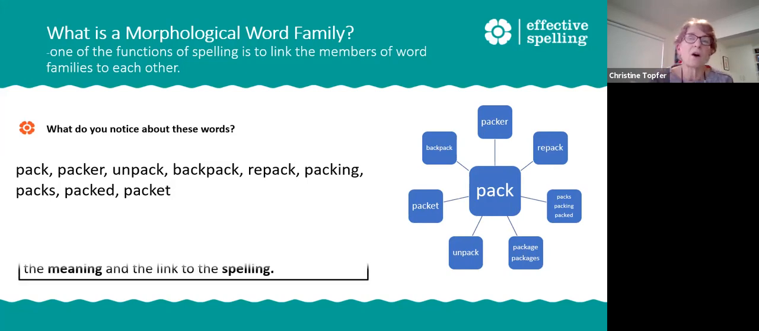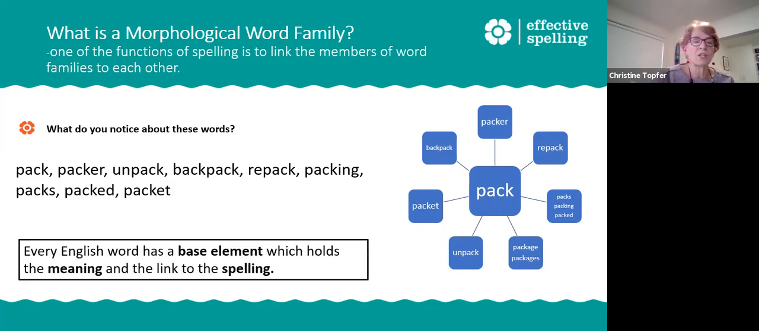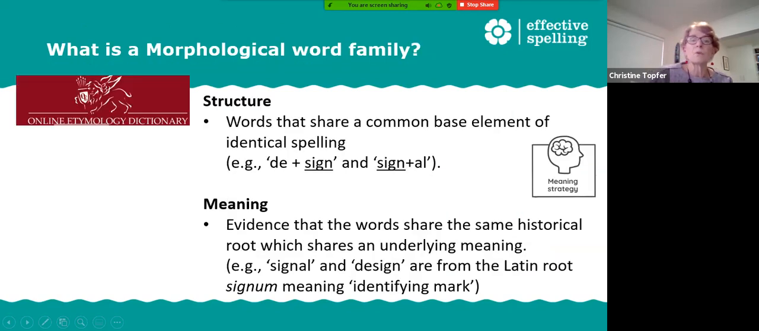So this is a concept that all students need to understand: every English word has a base element which holds the meaning and the link to the spelling. Because you'll notice here that we have pack in every one of these. It's always spelt P-A-C-K. Sometimes it's in a compound word and sometimes it has a prefix or a suffix. So let's have a look more closely at this.